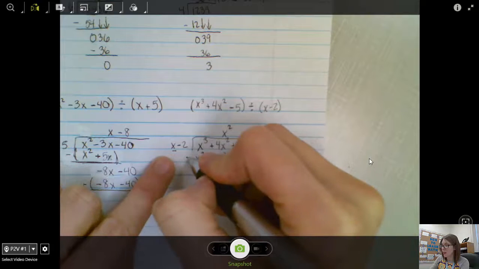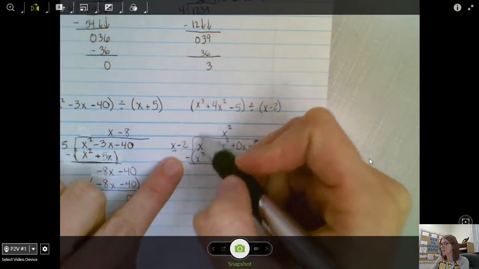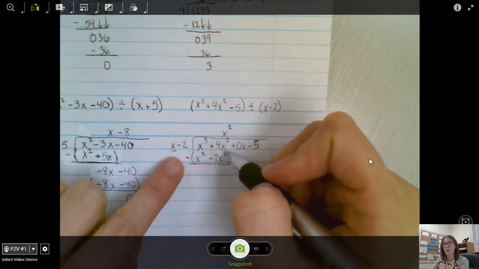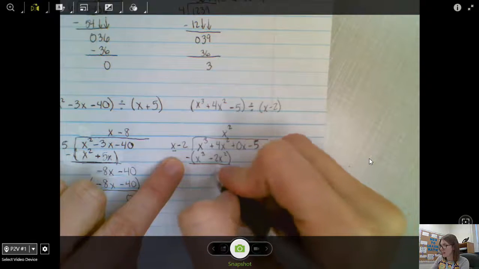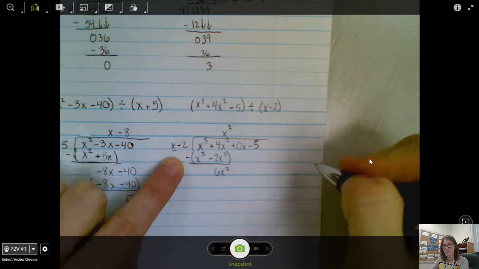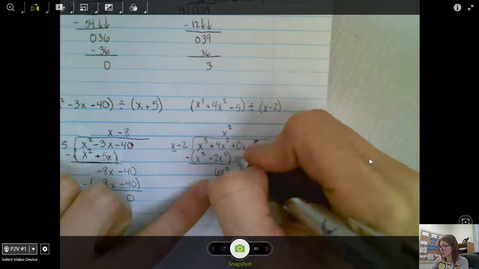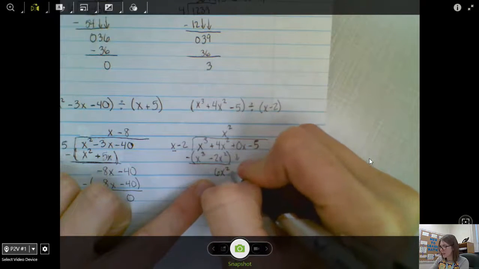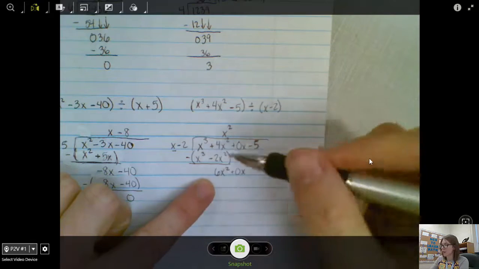Again, be really, really careful with your subtraction. X cubed minus x cubed cancels out. 4x squared minus negative 2x squared is going to be 6x squared. Bring down our next term, the 0x. And this is really where it comes in that we need to have that placeholder.